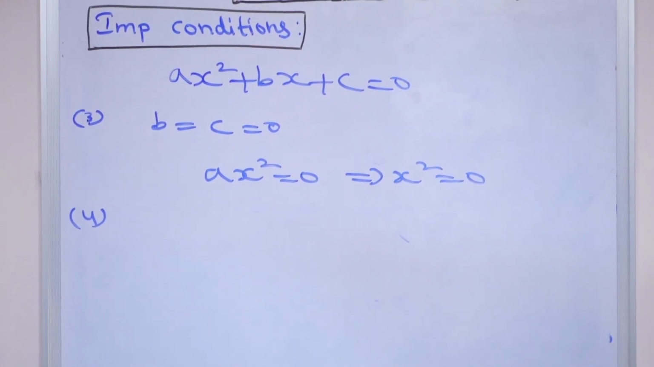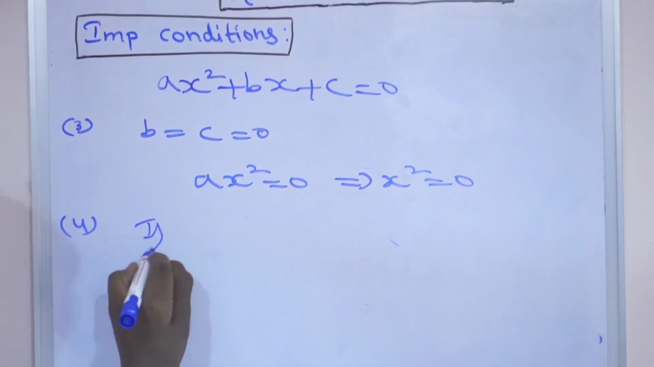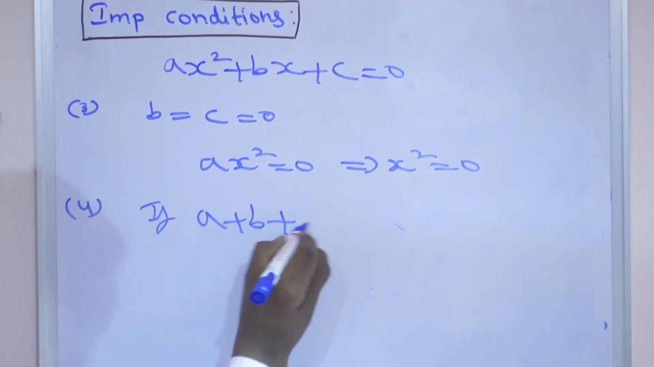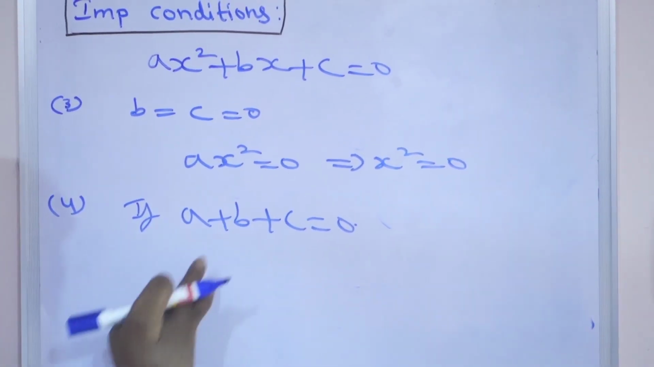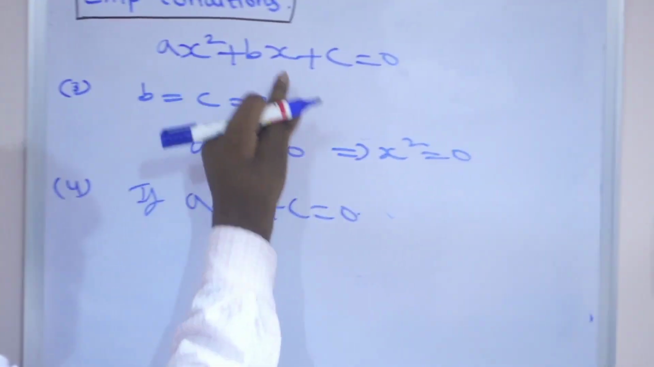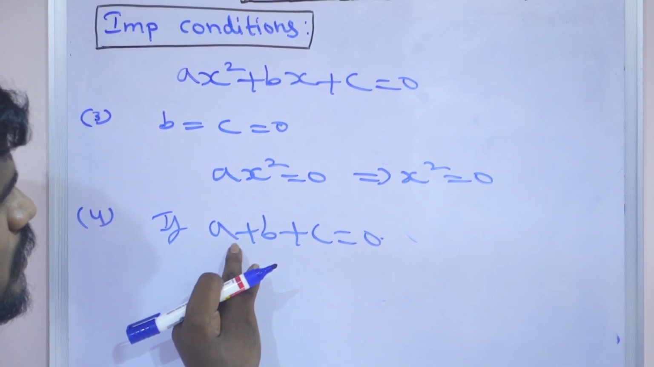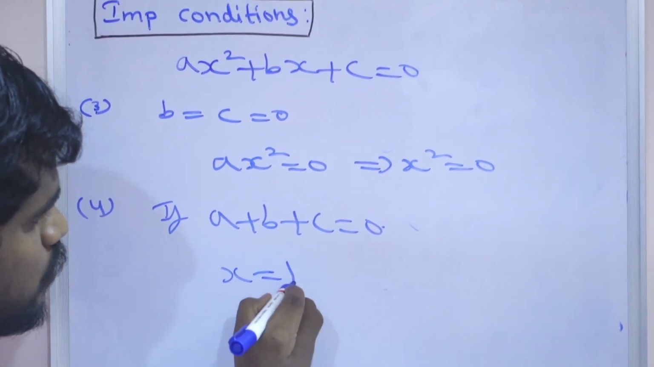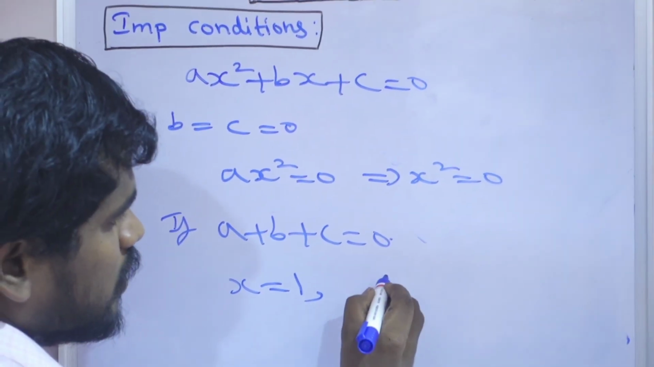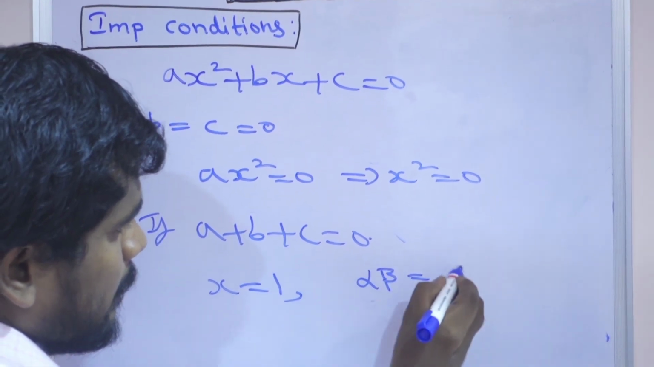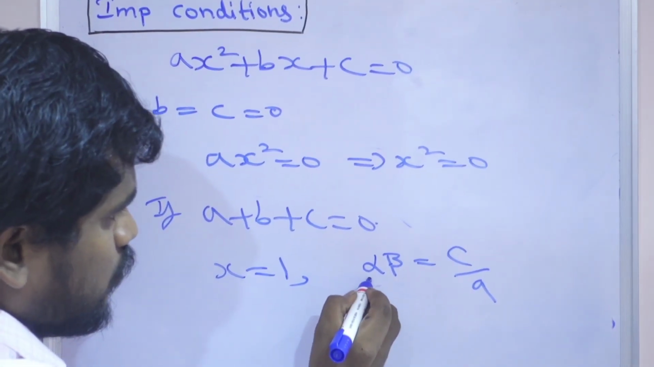Next, suppose if A plus B plus C is equal to 0, what are the roots? If you take x is equal to 1, you will get this condition. So if x equal to 1 means A plus B plus C is equal to 0. So then x is equal to 1 is one root and the other root is, so product of the roots formula is what? C by A. So one root is already 1 now.